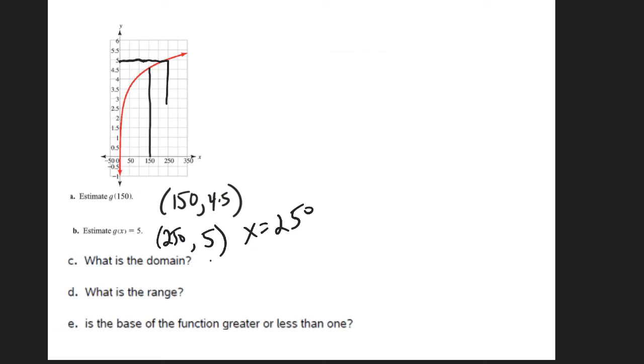The domain of this is from 0 to infinity. The range is from negative infinity to +infinity. And this is increasing, so we're going to say that the base is greater than 1.